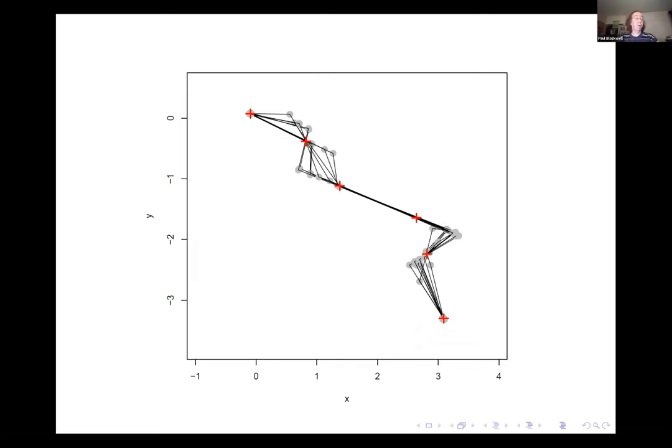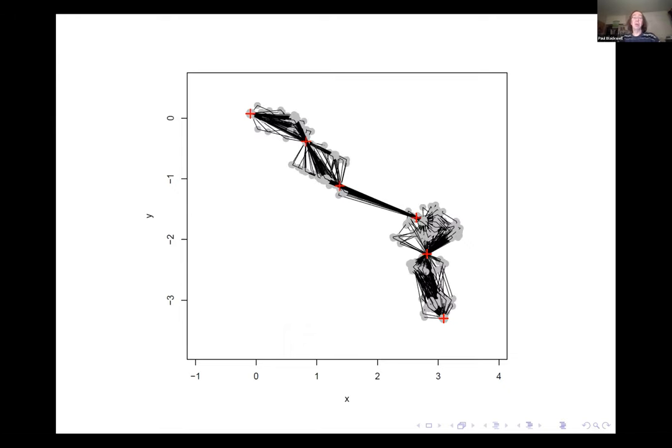And if we follow that up, then we can get a bigger sample, again by MCMC, of reconstructions of that little segment of path.